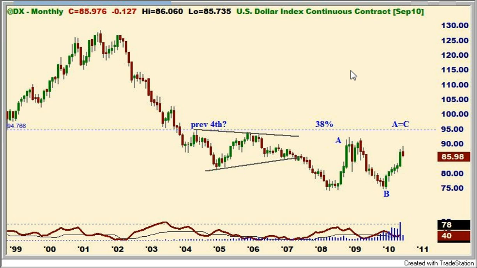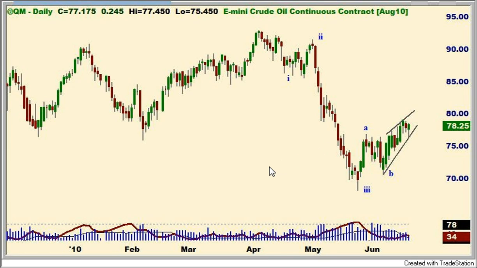And here is the monthly dollar index, and possibly you can count this contraction here also as a fourth wave. It's rather large relative to the rest of the decline. Nonetheless, a smaller degree fourth wave also comes in around that 94.75 area, the top of that fourth wave, which is natural resistance. Additionally, that's a 38% retracement of this entire decline. And again, that's approximately where you'll have an A equals C, a classic flat pattern, just under the 95 level, basis the dollar index. Here's a quick look at crude.